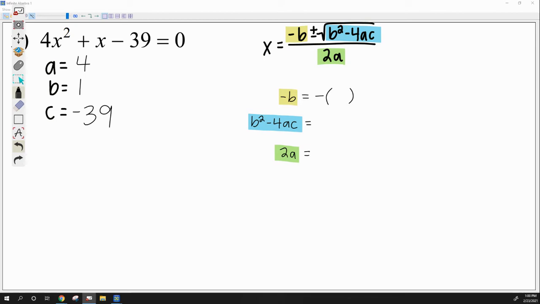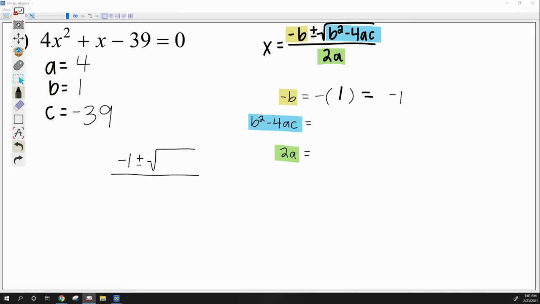What is b? 1. If you type that into your calculator, negative parentheses 1, what would you get? Negative 1. So that's what's going to go on the front. How are you going to get a plus or minus sign at the same time? It makes no sense. I'll show you in a second. So the -1 goes up front where the -b goes.